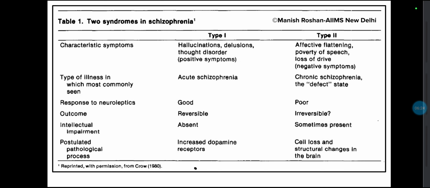The type 1 being characterized by hallucination, delusion, and thought disorder, type 2 being characterized by affective flattening, poverty of speech, loss of drive. Type 1 is seen in acute schizophrenia patients, and type 2 is most commonly seen with the chronic schizophrenia patient. And the response to antipsychotics, that is the neuroleptics, is good in type 1 as compared to poor in type 2. And the overall outcome is reversible in type 1 but irreversible in type 2. Also, the postulated pathological process that is involved in type 1 is increased dopamine receptors, whereas in type 2 it is cell loss and structural changes in the brain.